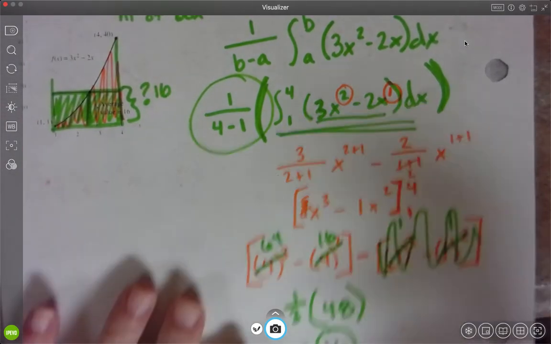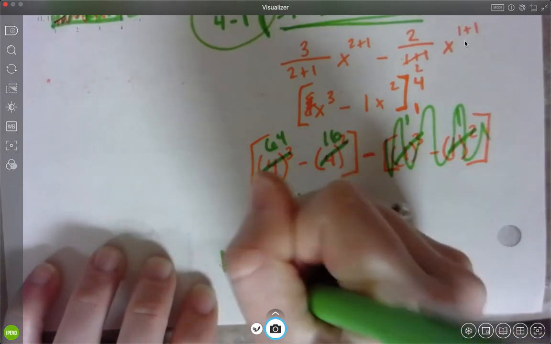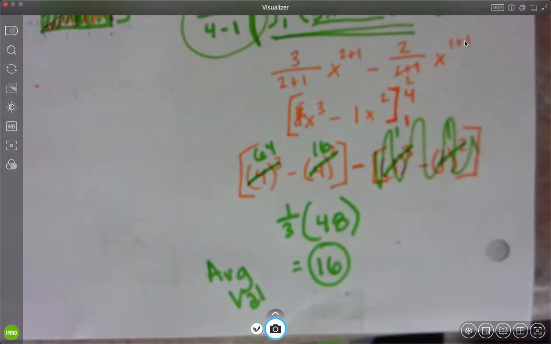So this is called the average value. We have found the average value, and that is going to be 16.